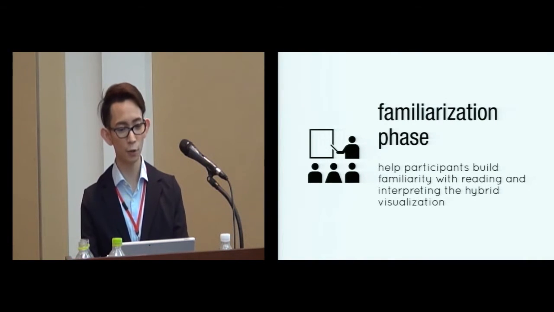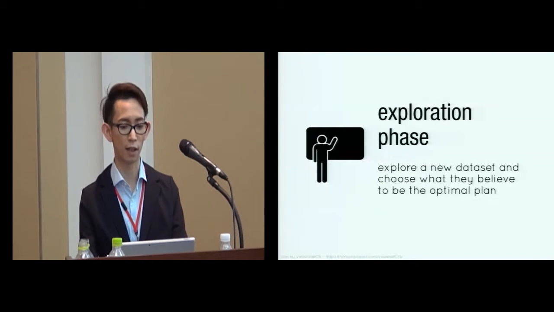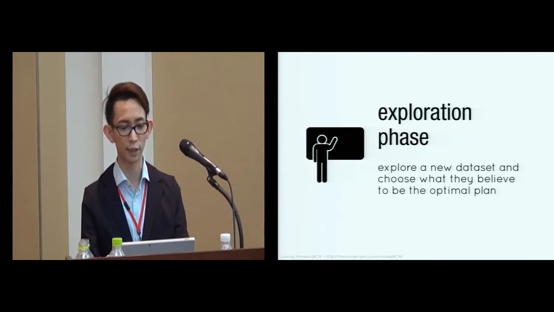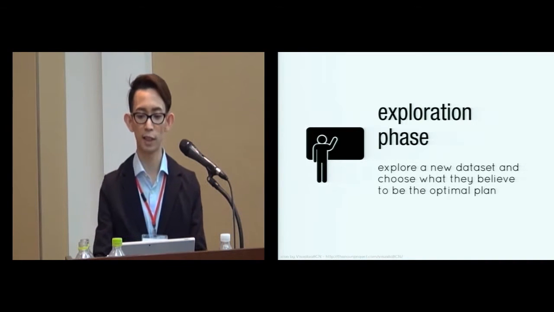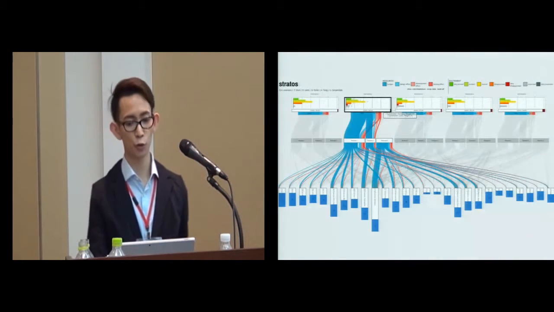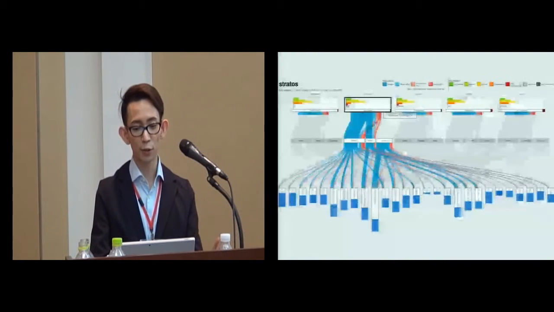So the study goes with 2 phases. The first one is the familiarization phase, where we help the participants build familiarity with reading and interpreting the data using our visualization. And the second part is an exploration phase, where they were asked to explore a data set that's more reminiscent of real-world release planning, and then we allowed them to choose the best plan in the end. So this is what their data set looks like.